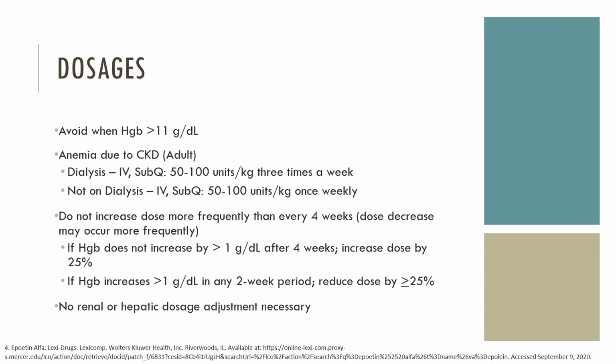If the hemoglobin doesn't increase by 1 after 4 weeks, then you can increase the dose by 25%. If the hemoglobin does increase more than 1 in any 2-week period, you may reduce the dose by greater than or equal to 25%. For Epoetin alfa, there's no renal or hepatic dose adjustment required.